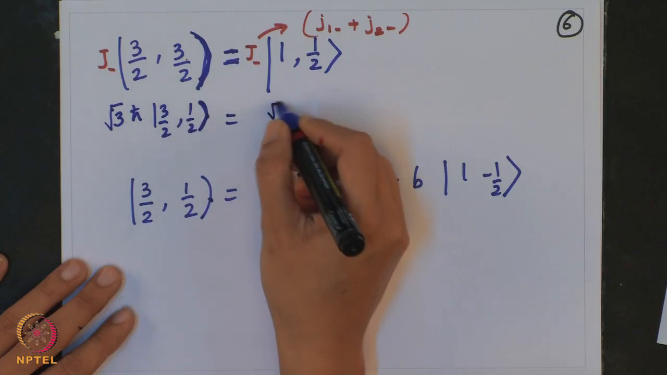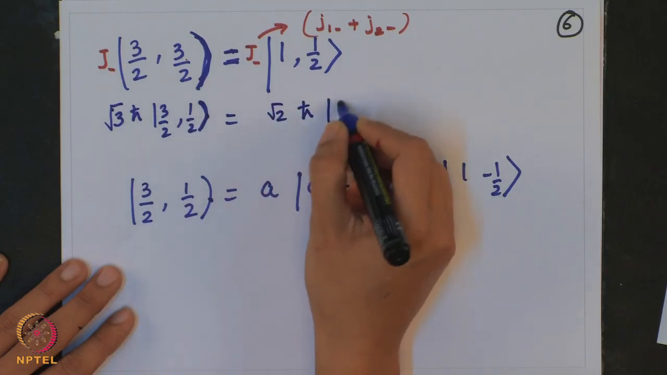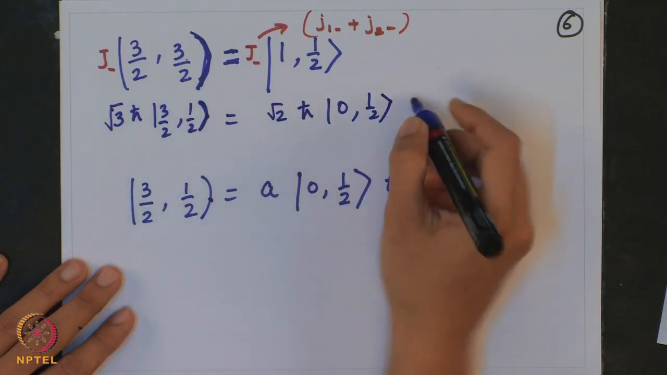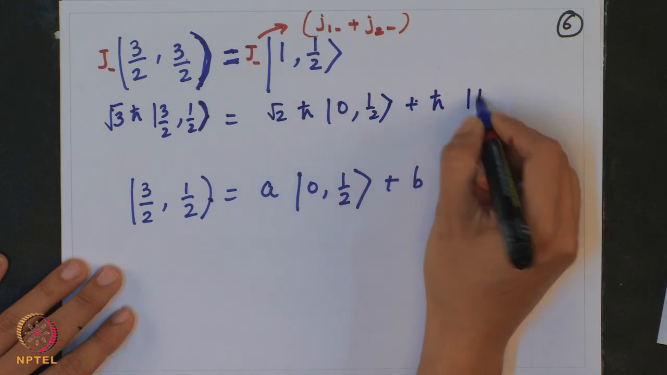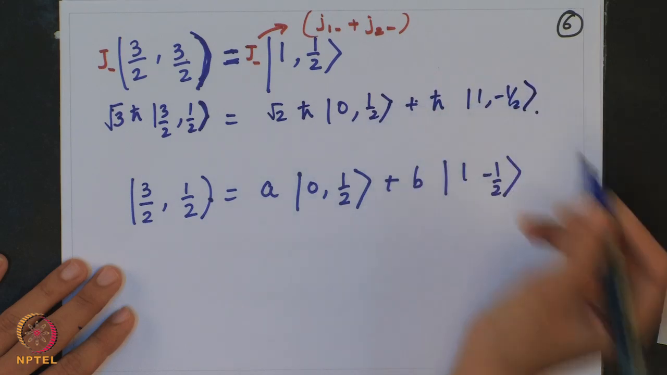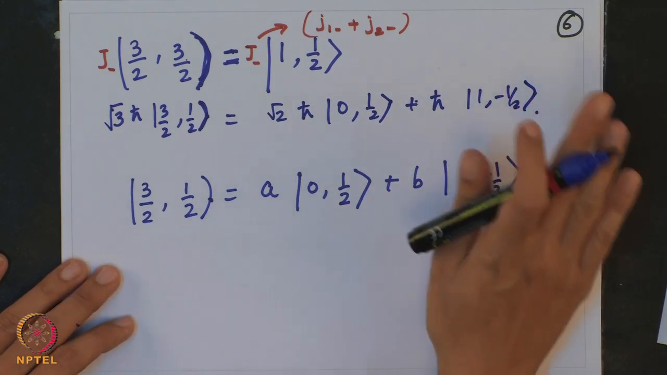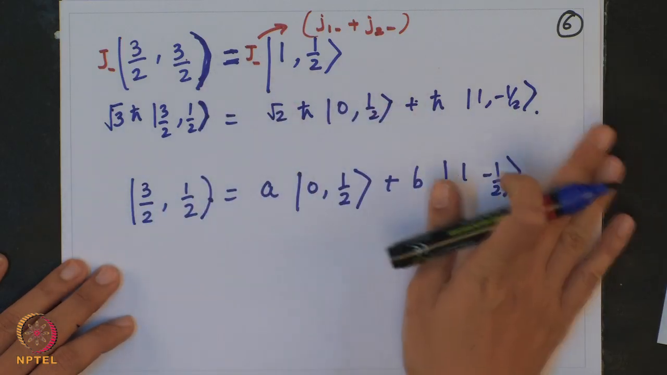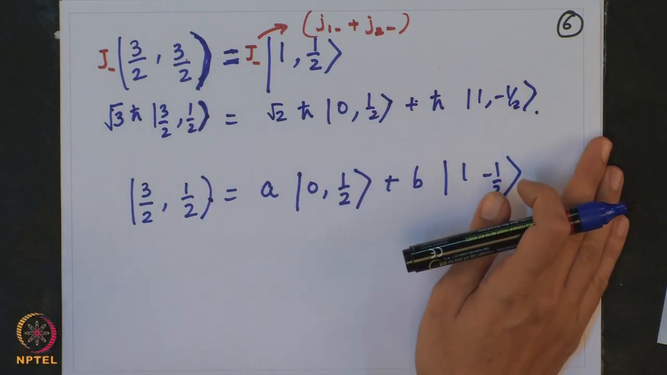And similarly, you need to calculate this part of the equation, and this comes out to be 0 half plus h cross 1 minus half. Alright. I am going really very slow so that you are not stuck anywhere, and then later you can do things much quickly, in a much smarter way actually.